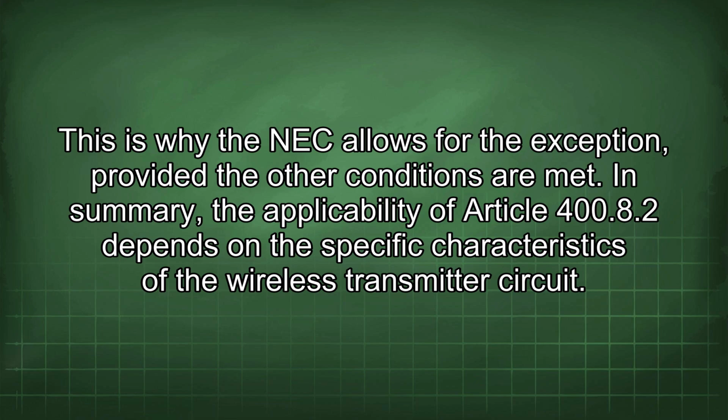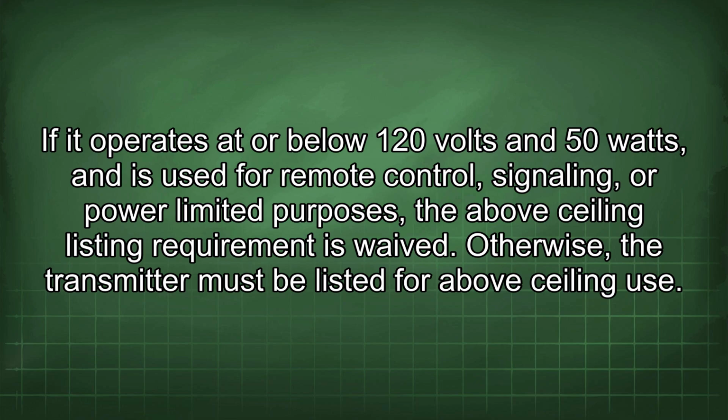In summary, the applicability of Article 400.8.2 depends on the specific characteristics of the wireless transmitter circuit. If it operates at or below 120 volts and 50 watts, and is used for remote control, signaling, or power-limited purposes, the above-ceiling listing requirement is waived. Otherwise, the transmitter must be listed for above-ceiling use.